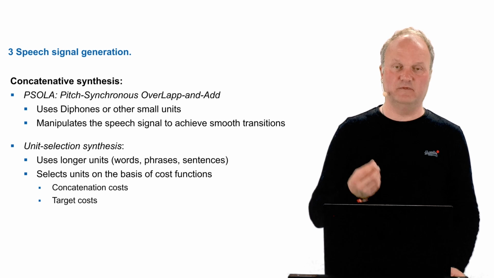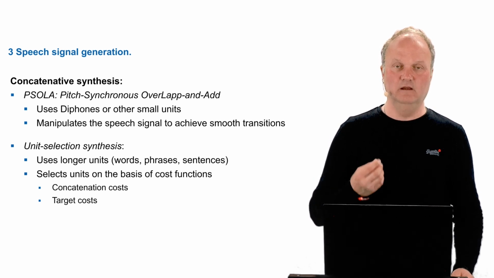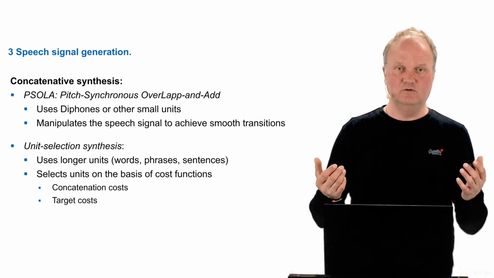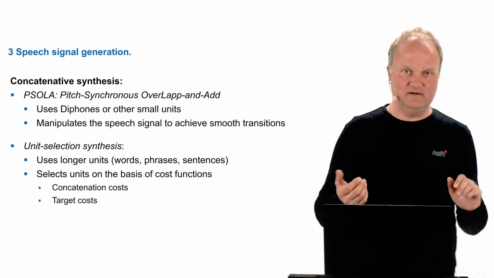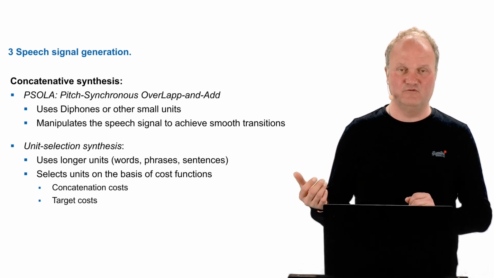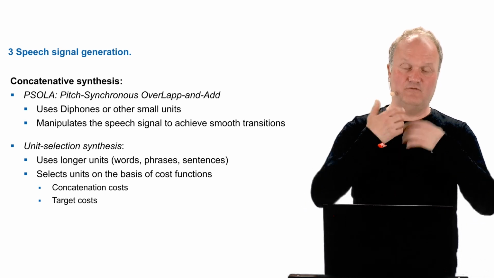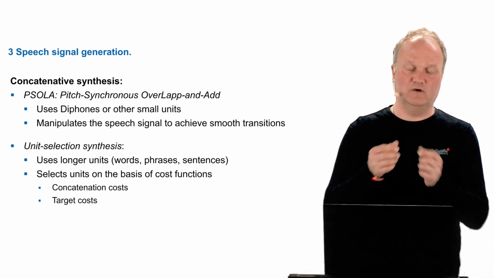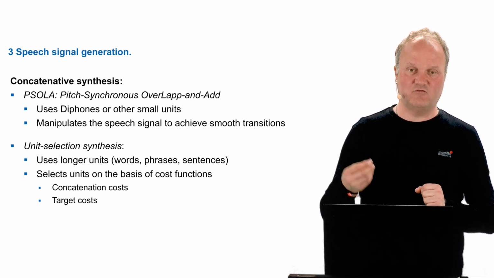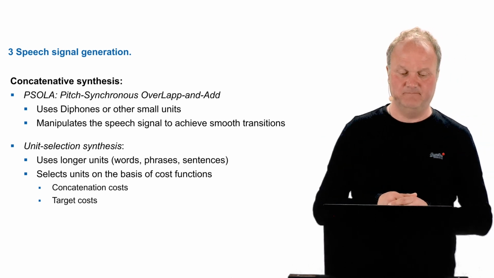And that really comes from the manipulation of the signal during the process. In order to overcome this limitation, people have thought of using longer units where you don't have to concatenate so much, ideally words or combinations of words or even phrases, even sentences. And that means that you have to have, of course, far more of these units because you have longer units. And if you want to produce arbitrary speech signals, you need to have all possible words in your inventory, basically.